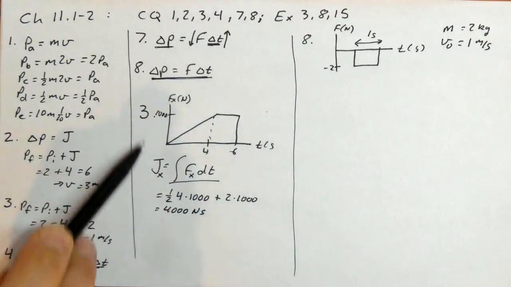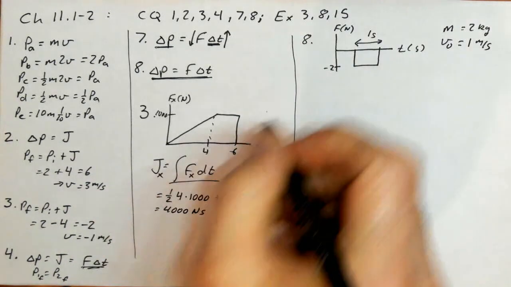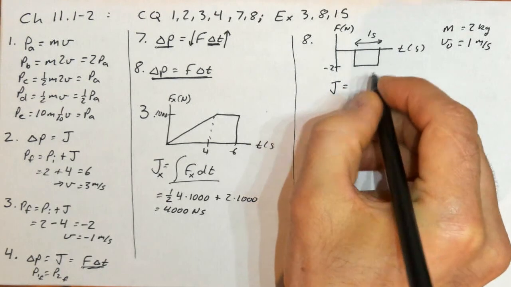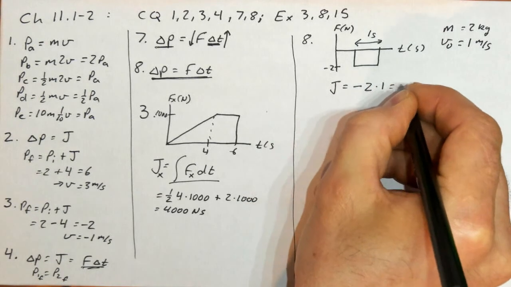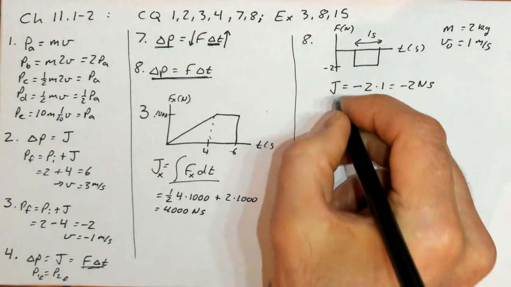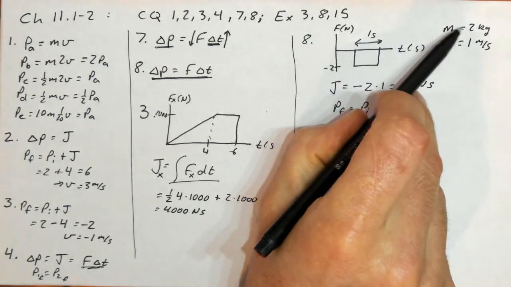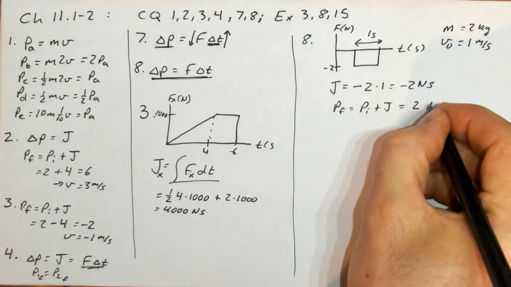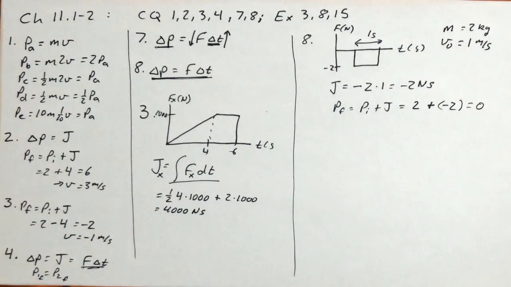Well, it's based on the same ideas as this one, only we take it one step further. So what's the impulse of this? The impulse is just the area under the curve, but we can see that it is negative. It's a negative area, so it's a negative 2 times 1, so it's negative 2 Newton seconds. And so I can write P final equals P initial plus J, and my initial momentum is 2 times 1, so that's going to be 2 plus negative 2 gives me 0. So that is a sufficient force over a sufficient time, or in other words, a sufficient impulse to stop this 2 kilogram object moving at 1 meter per second.